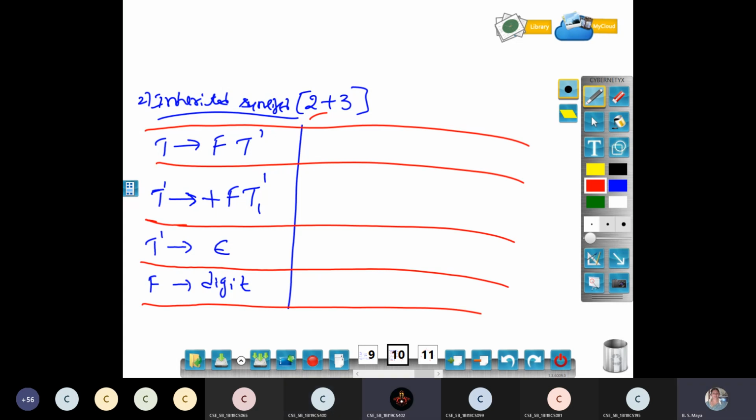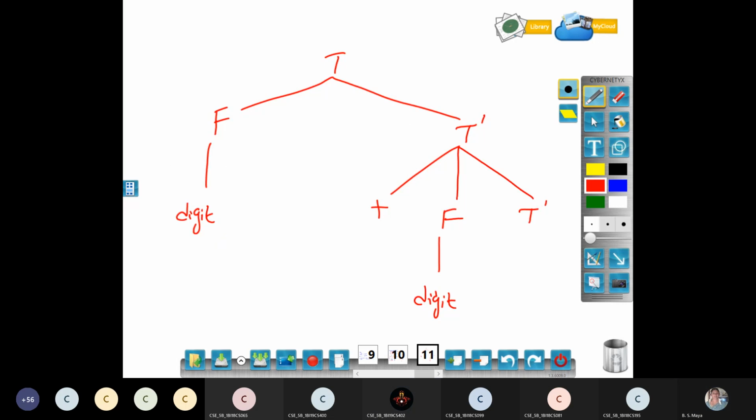Here, T dash derives what? Did you match your input? 2 plus 3 is over. Yes, ma'am. Digit is matching 2. Second digit is 3. What about this? Epsilon. First you should learn how to construct your parse tree.